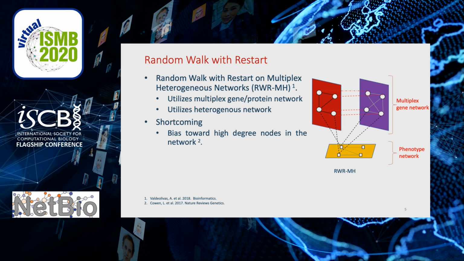It is heterogeneous because random walk can utilize phenotype layer, shown on the lower part of the figure. Here those square nodes are phenotype nodes, so this layer could be, for example, a disease similarity layer. One important shortcoming of network propagation methods, and random walk with restart is not an exception for this, is that they are biased toward high degree nodes in the network. So the highly connected nodes in the network are ranked in the top by network propagation methods.